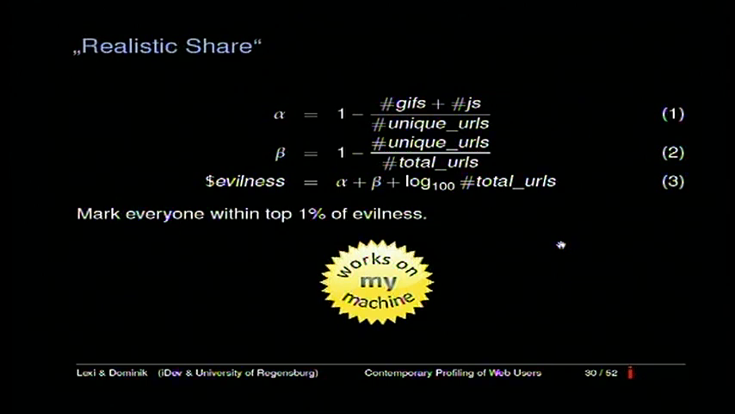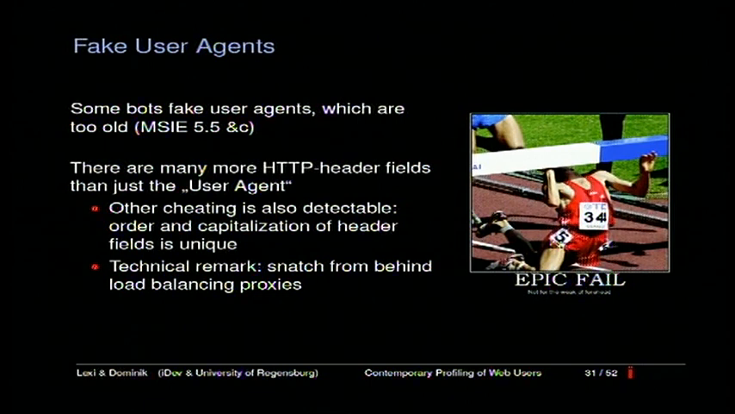Actually, what I do is I do not have an absolute level of evilness where I drop the users. I just take the top 1% quantile and just kick them. So, getting into fake user agents. A lot of bots actually fake user agents. I mean, if you want to get proprietary information, you would never put a user agent there that says something like, hello, I'm your competitor, please give me all your information. So first things first, a lot of these people use Internet Explorer 5.5 or something randomly, something which is really seldom seen on a real computer nowadays.